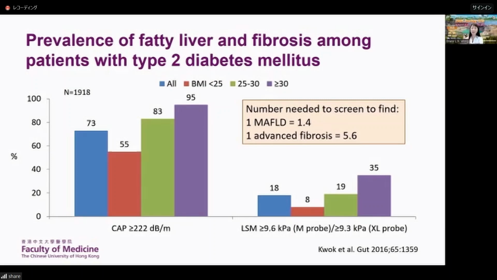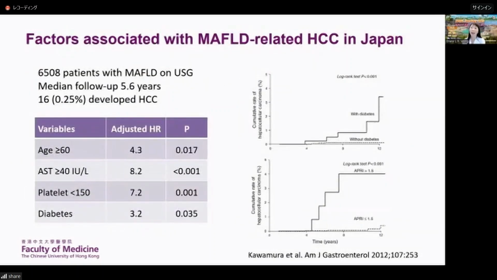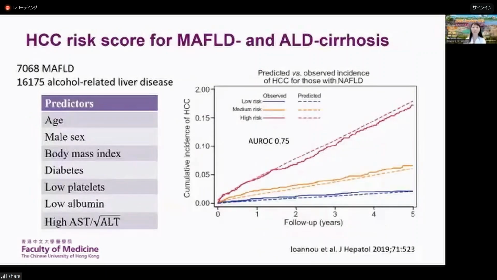And we know that advanced fibrosis would be one of the key risk factors of HCC. So I think we should actively screen for MAFLD advanced fibrosis, and then these patients should undergo HCC surveillance. Other factors associated with MAFLD-related HCC in Japan would include advanced age, high liver enzymes, low platelet, which signifies portal hypertension, and type 2 diabetes.